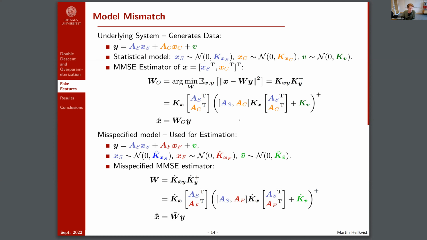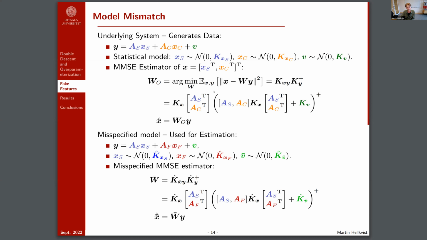In this misspecified model, as I said, AC is replaced by the fake features AF, and we denote some kind of virtual unknown as XF. We have this noise vector V bar, and now we denote the covariance matrices as we believe them to be: K hat for XS, K hat for XF, as well as K hat for V. So these covariances are neither correct in terms of the underlying system as well, right? So we have to estimate them or assume some belief on them as well.